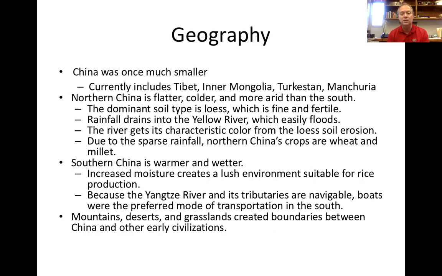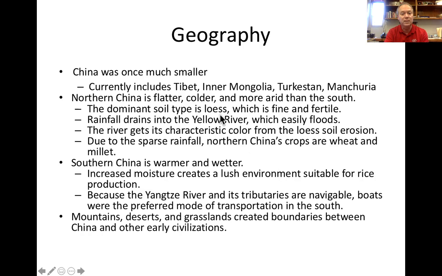Now, today, when we look at China, China is massive, a huge territory today. It was much smaller in the ancient world. Today, we're looking at China that includes these regions: Tibet, Inner Mongolia, Turkestan, Manchuria, and different parts of China in the past had greater significance than other parts of China. One of the things going on here is that there are two major rivers that sort of dominate Chinese geography and impact China in terms of the types of crops that the Chinese grow and survive on.